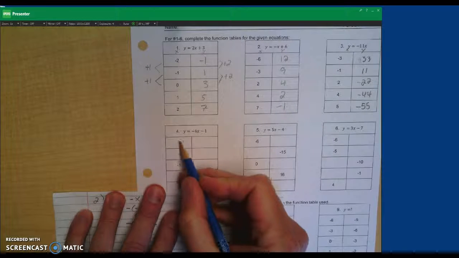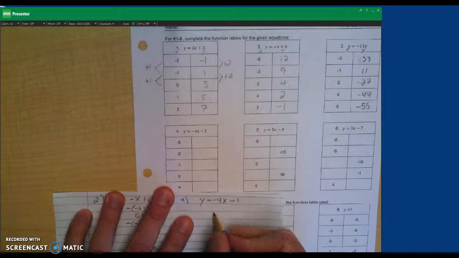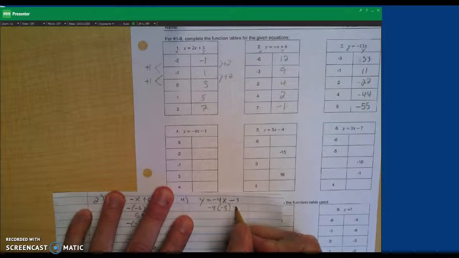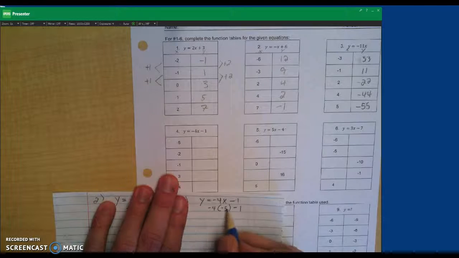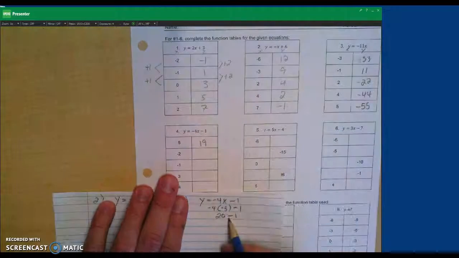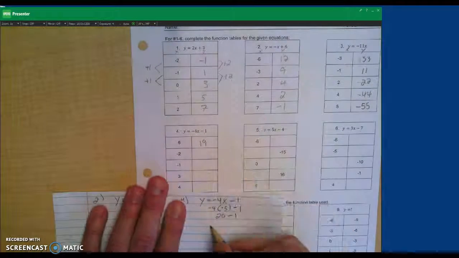So the first value you're plugging in is negative 5. So negative 4 times negative 5 minus 1 more. Make sure you show your work because this can get tricky. Negative negative, when you multiply, means positive 20 minus 1 is 19. Right? 20 minus 1 is 19. Let's do the next one.